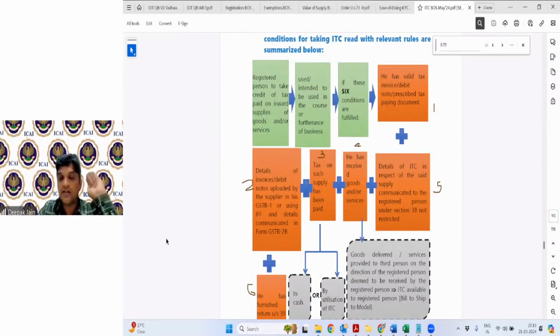Only if all the conditions are satisfied, only then you can claim the credit. Not just because you have satisfied one condition, that it is appearing in 2B, you can claim it. No. You have to satisfy all the 6 conditions, only then you can claim it.